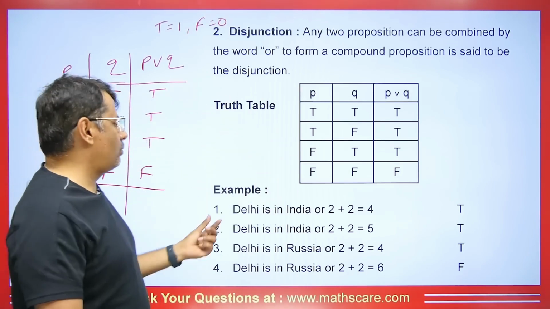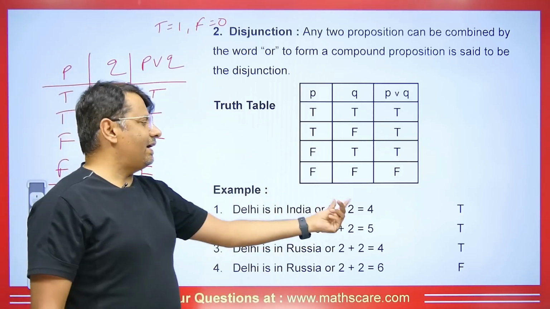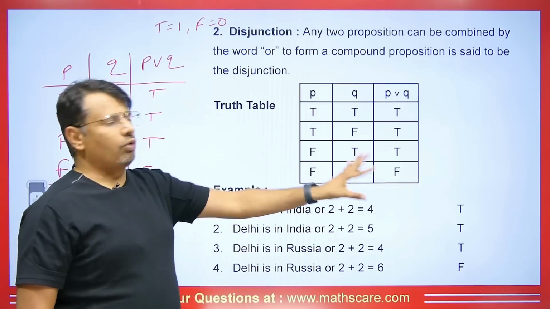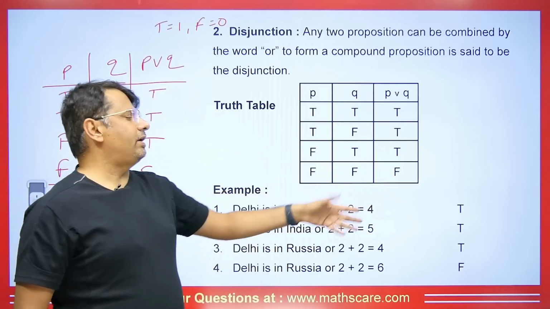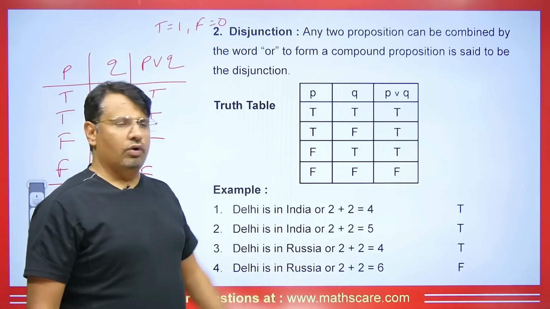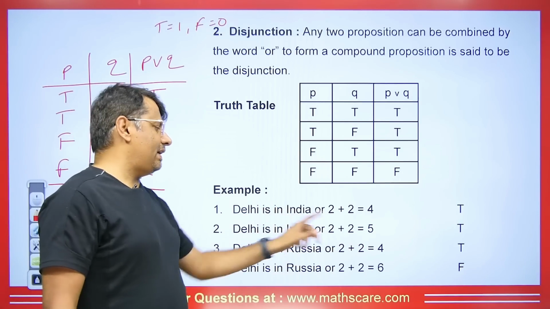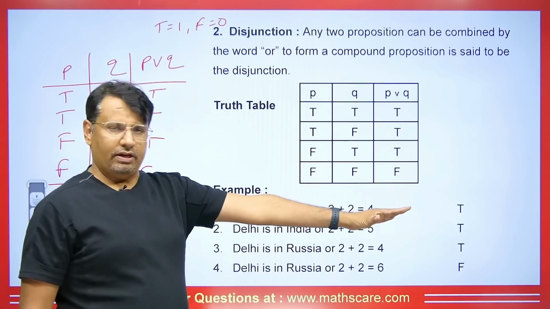Now if it is said that Delhi is in India and 2 plus 2 is equal to 4. So if one statement out of these two is true, then this will be true, right? But students, here both statements are true, so this will be true. Here it is saying that Delhi is in India or 2 plus 2 is equal to 5. So one statement out of these two is correct, so this will be true, right?